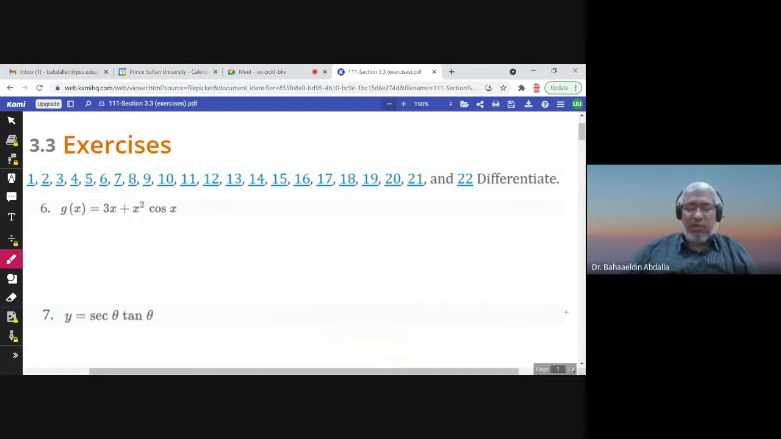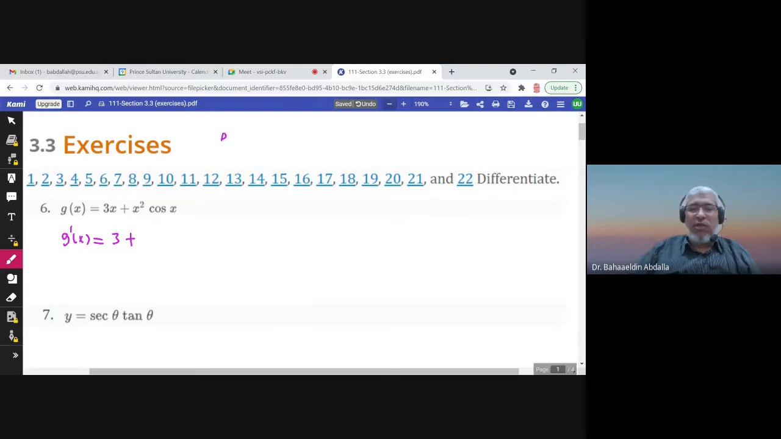These are some exercises about section 3.3, derivative of trigonometric functions. Here we need to find the derivative. So g prime of x would be: derivative of 3x is 3, and here I have a product between two functions. So I will use the product formula.